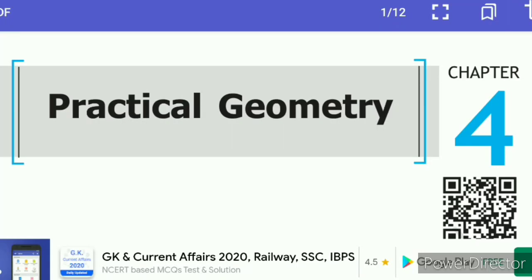Hello students, today we start the new chapter 4, practical geometry. In this we are going to learn construction of quadrilaterals and types of quadrilaterals.